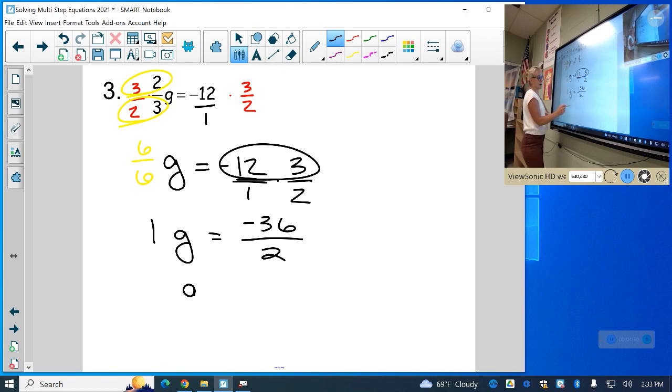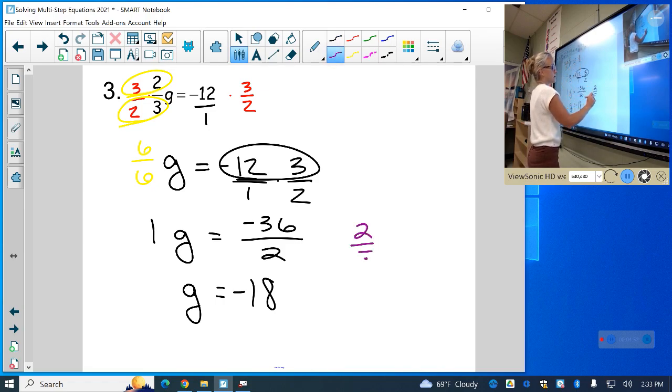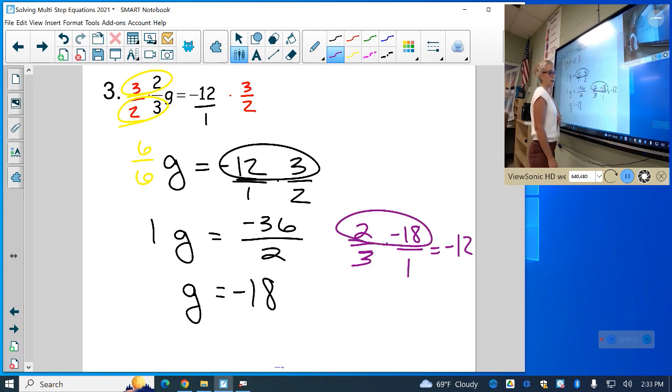Negative 36 divided by 2 is negative 18. Okay, to check our work, we just put negative 18 in there. So 2/3 times negative 18 over 1 equals negative 12. Well, let's try it. Marry the tops. Negative 18 times 2 is negative 36 divided by 3 is negative 12. So it checks out.